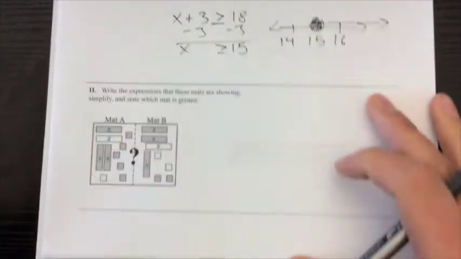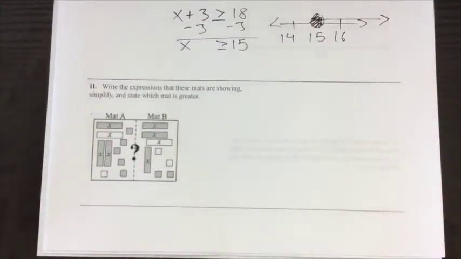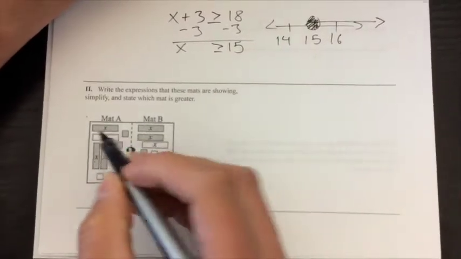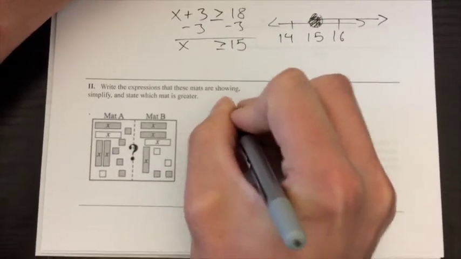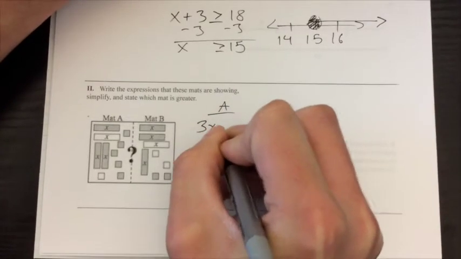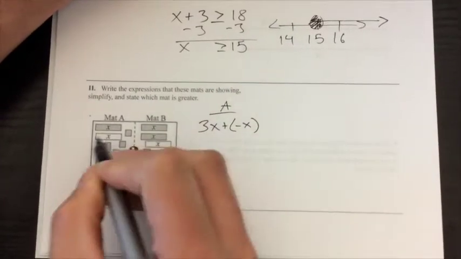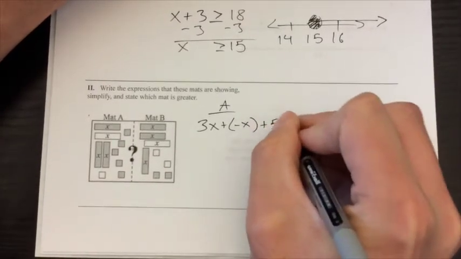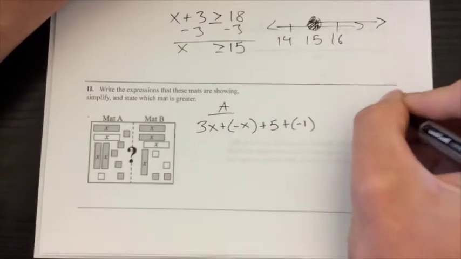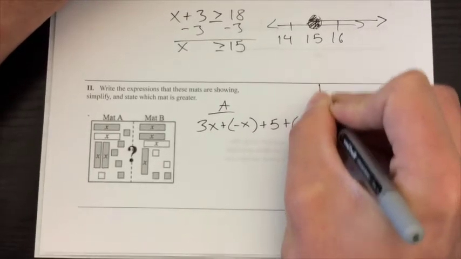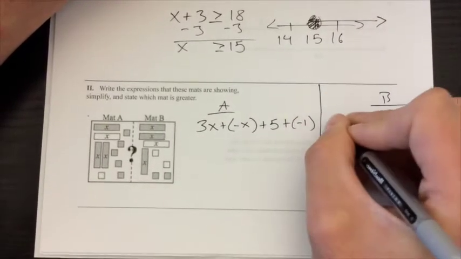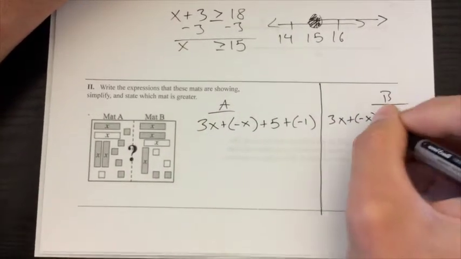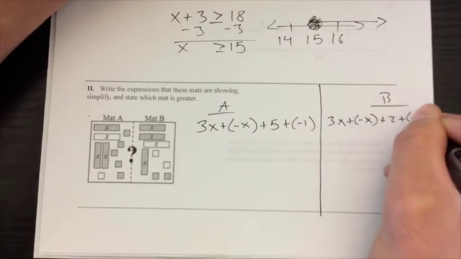All right, down to standard 2. You guys did a pretty good job of writing the original expression here, which is something that I may have forgotten to do on the practice test video. For mat A, I have 3 x's, 1 negative x, and then I have 1, 2, 3, 4, 5 units, and 1 negative 1. For mat B, and I kind of didn't leave myself enough room here, I had 3 x's, a negative x, 2 positives, and 2 negatives.